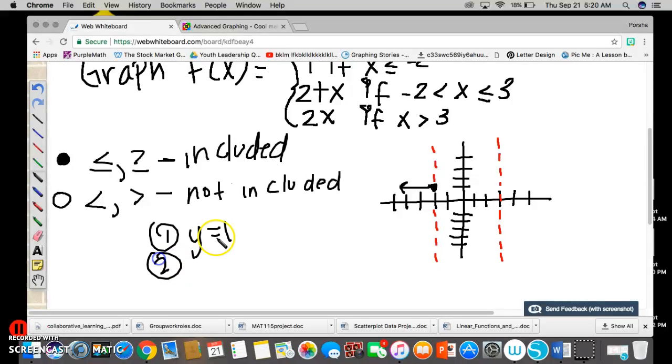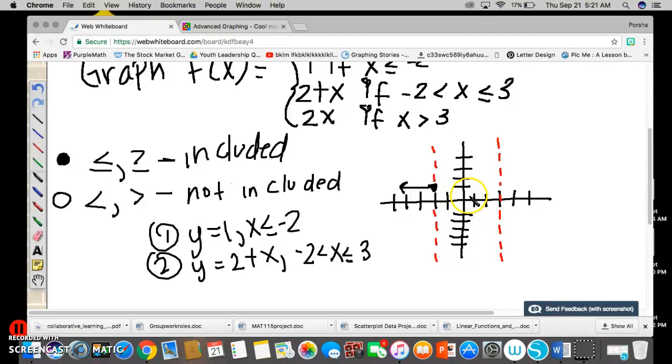Our second one, and let me put x -2. So this one is y equals 2 plus x at -2 is less than x less than or equal to 3. So right here, remember when we did a refresher on slope-intercept form, we have y equals 2 plus x, which is the same as y equals x plus 2. Our y-intercept is 2, so we're going to count up 2, and then up 1, over 1. There's a dot, up 1, over 1.